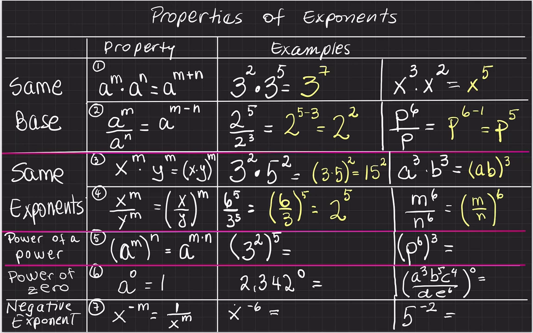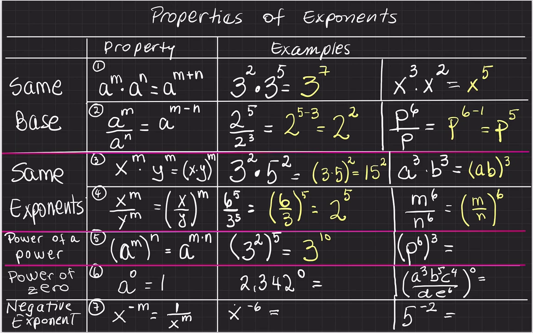The next property, power of a power. When you have a power raised to another power, what you're going to do is keep the base and multiply those exponents. So in my example, I have 3 to the power of 2 and all of that to the power of 5. So this is a power of a power, so you're going to keep the base and multiply those exponents. 2 times 5 is 10.